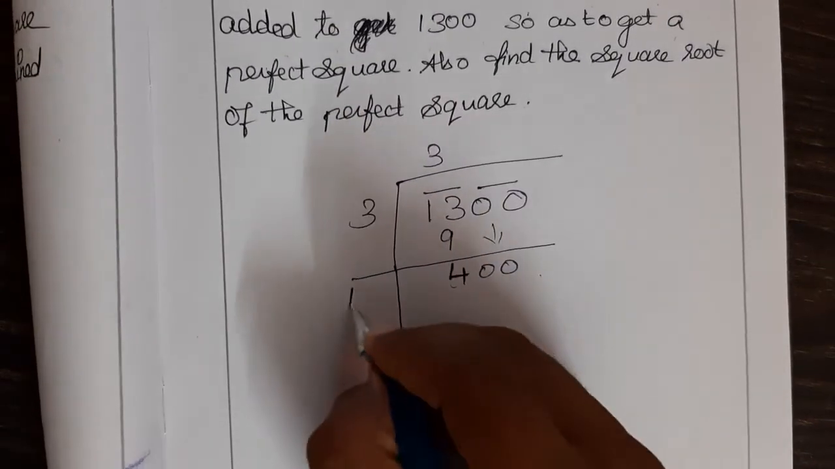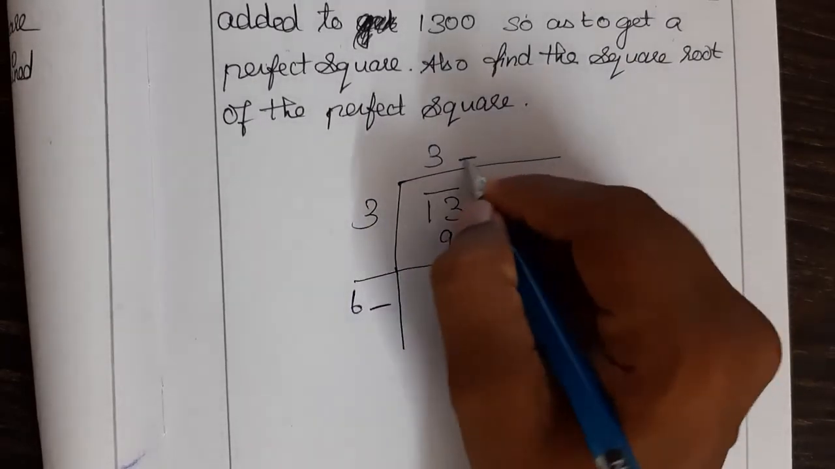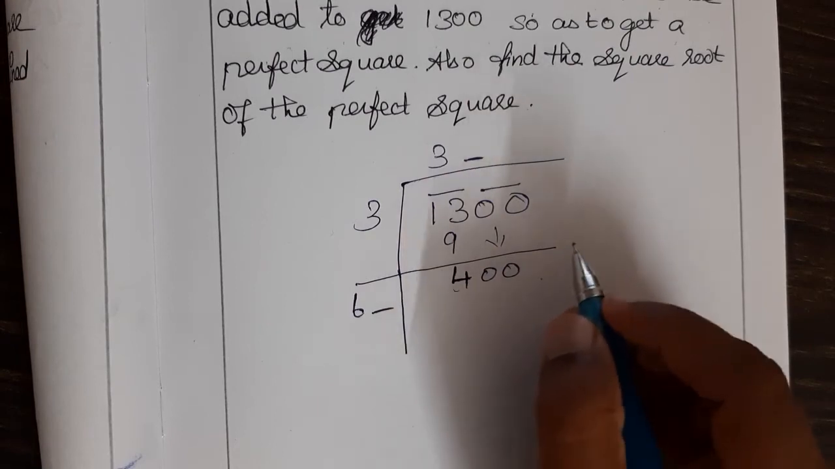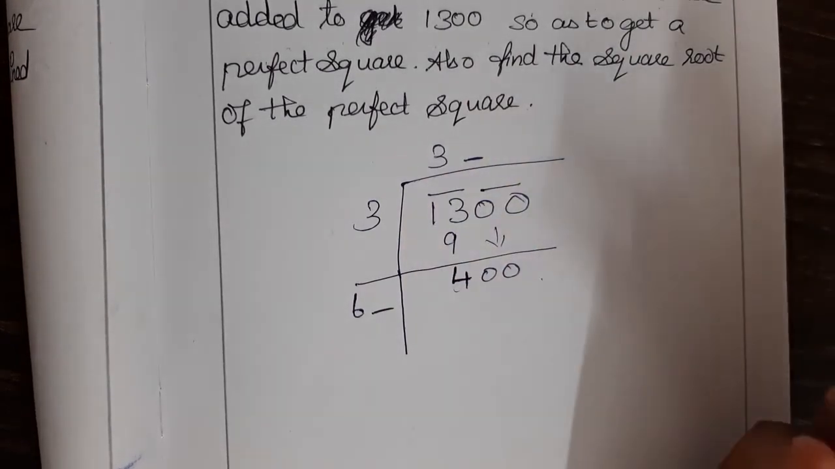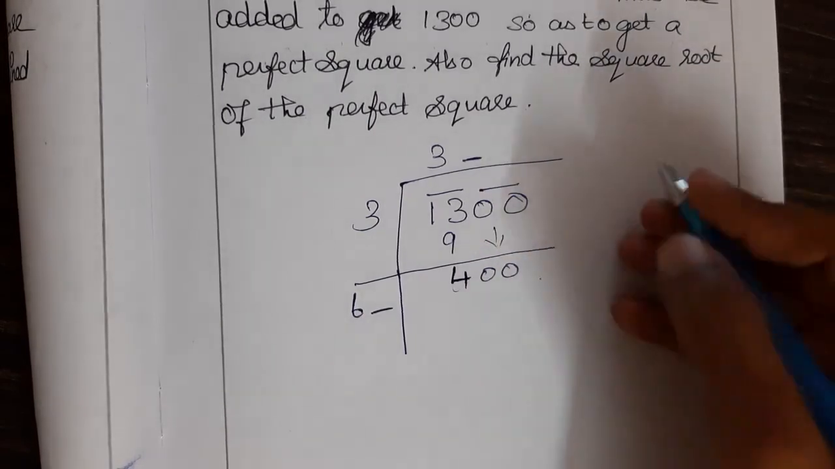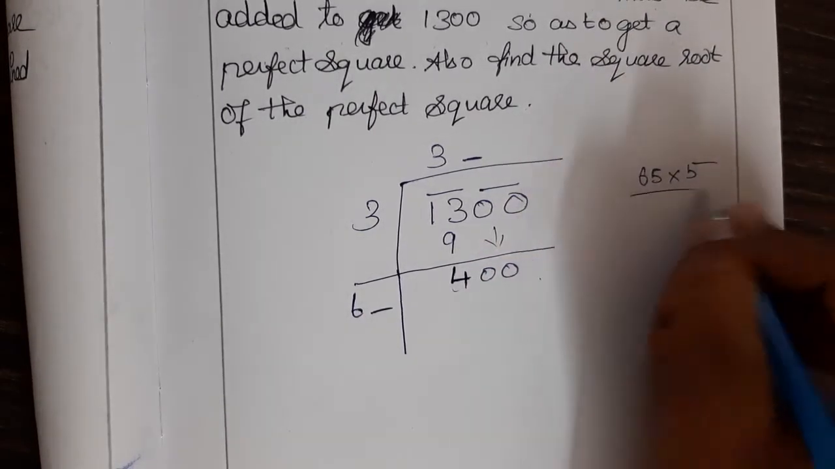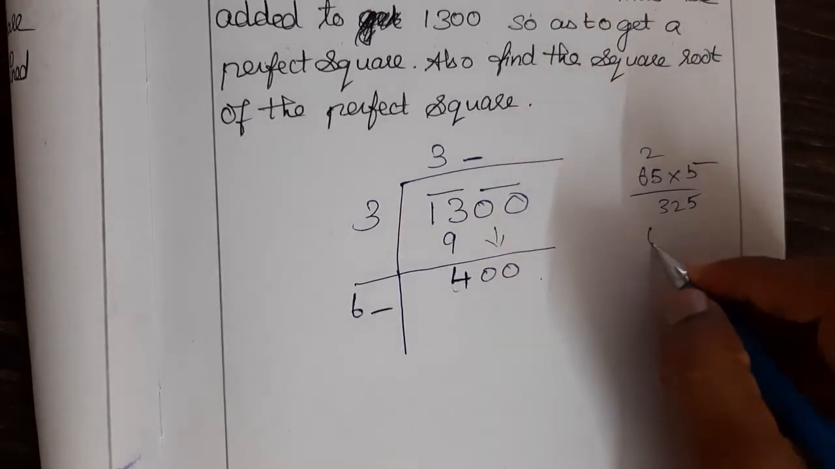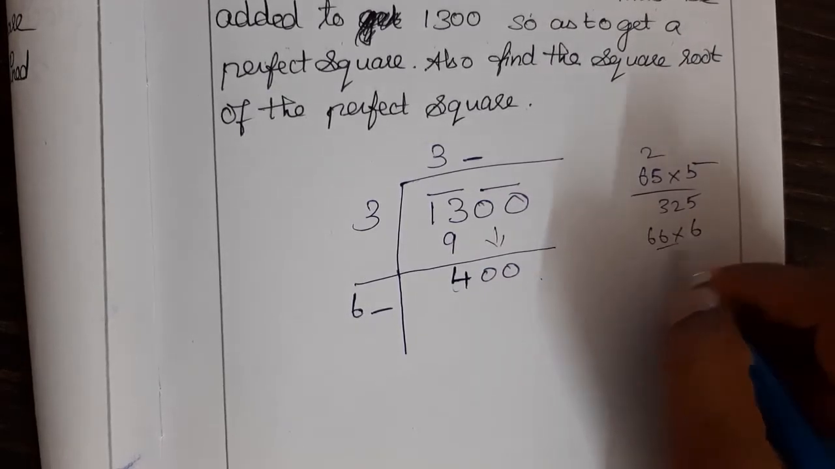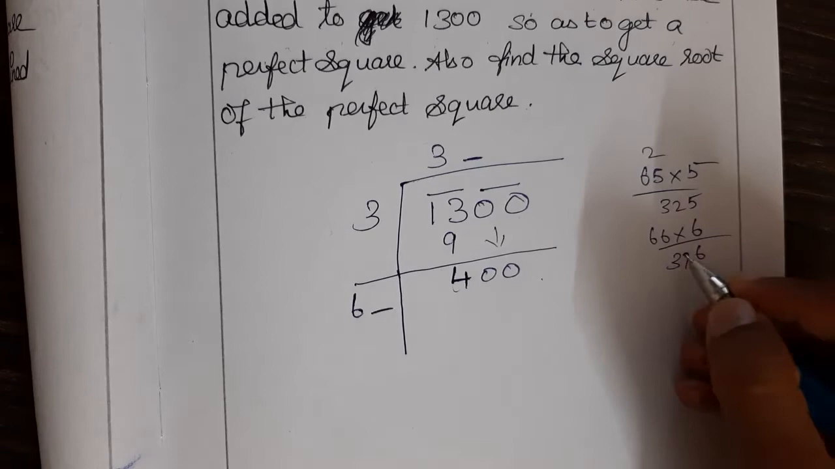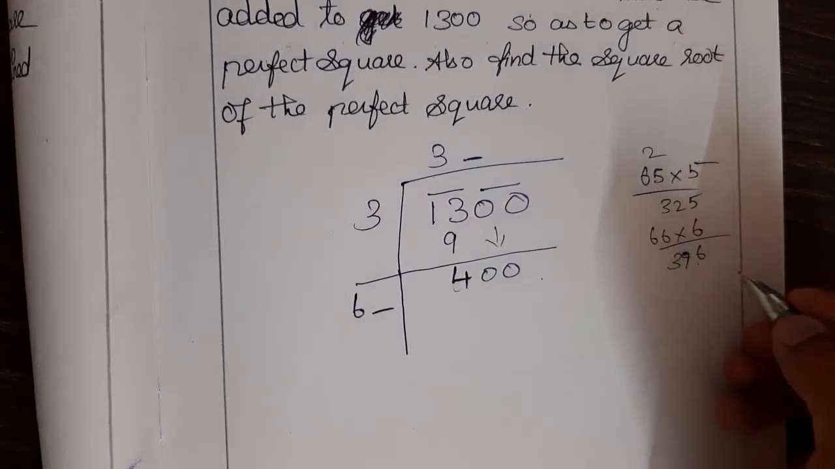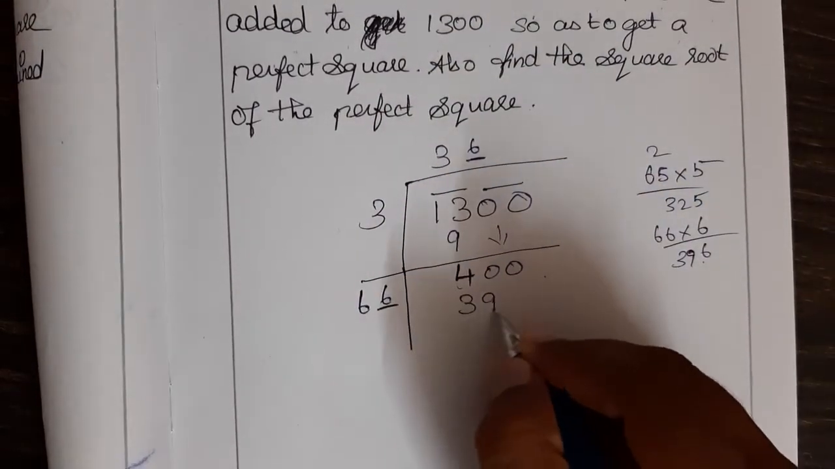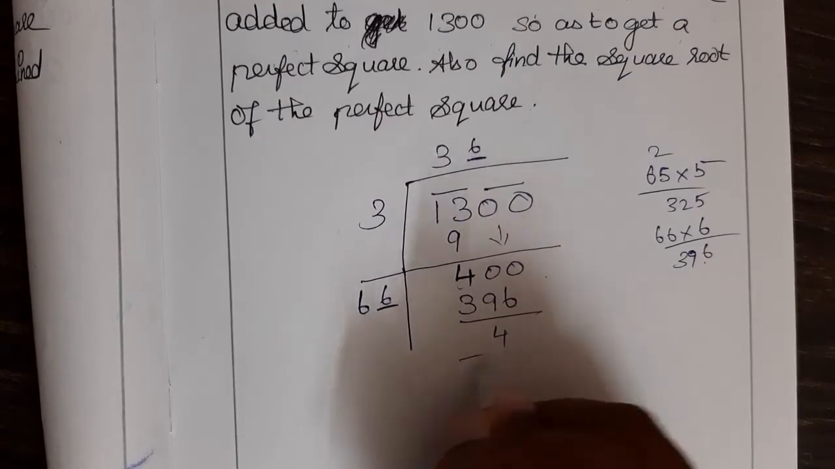So double of 3 is 6. And you have to place a number here. It should be nearly 400. So what number can you place? 61 into 1 is 61. It's very less. Let me try 65 into 5, that is 325. I think we are close. 66 into 6, we will get 396. If 67 into 7, sure it will be more than 400, right? So let me choose this. 66 into 6 is 396 and the remainder is 4, right?